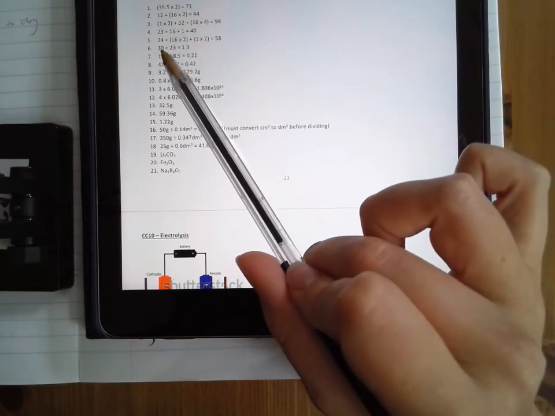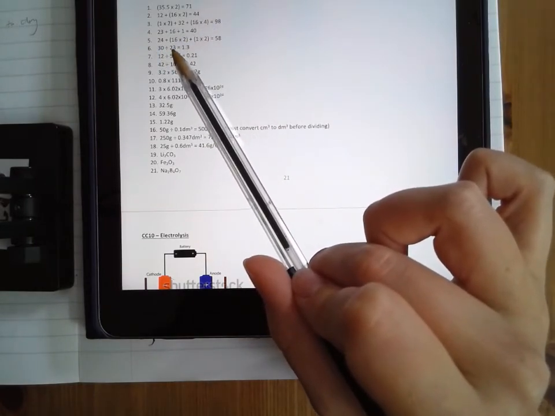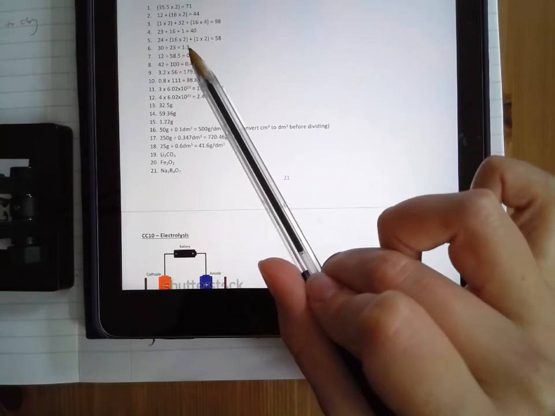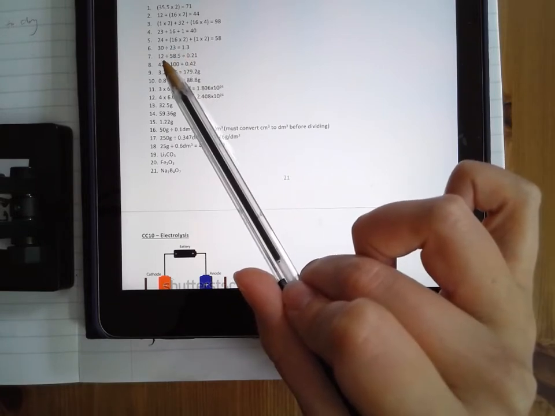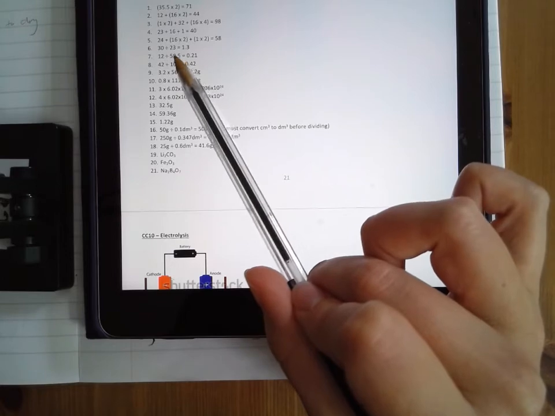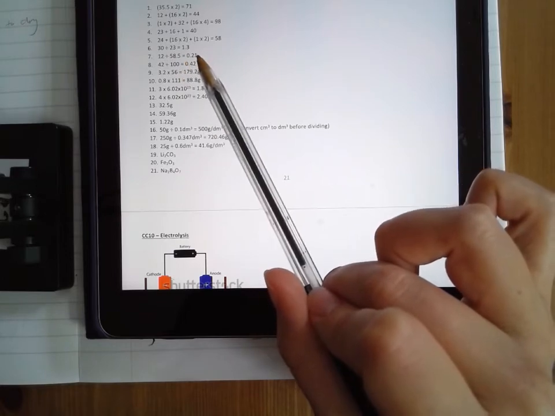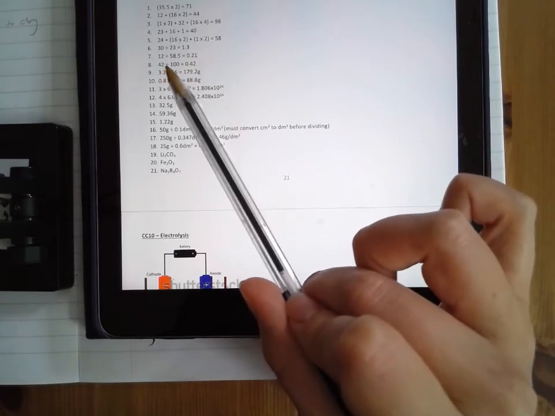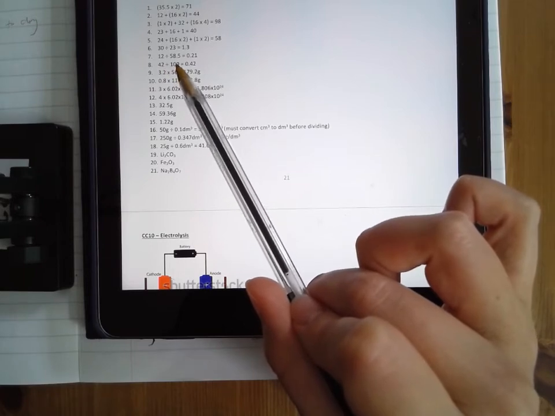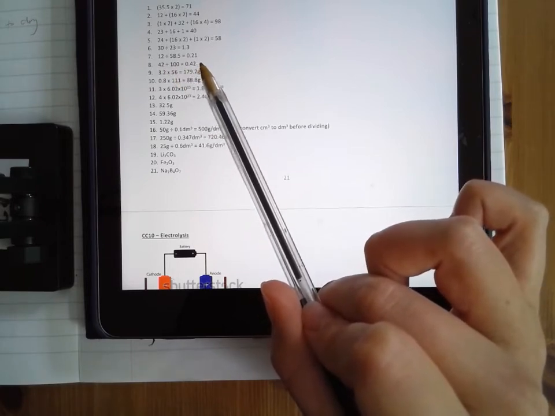In 6, I give you 30 grams, and then you divide by the formula mass of sodium, which is 23, and you should get 1.3 moles. The next, you've got 12 grams. You work out the formula mass. You see it's 58.5, so you're getting 0.21 moles. Then I give you 42 grams. The formula mass works out as 100. 42 divided by 100 is 0.42 moles.